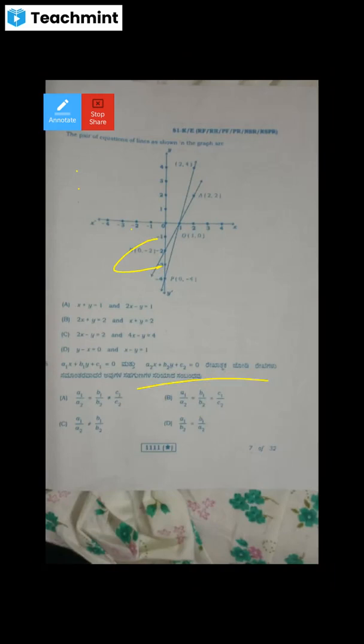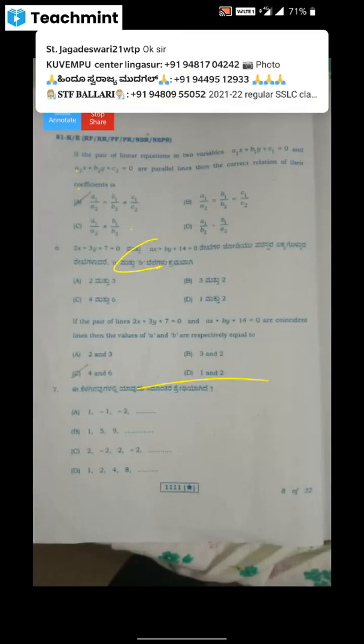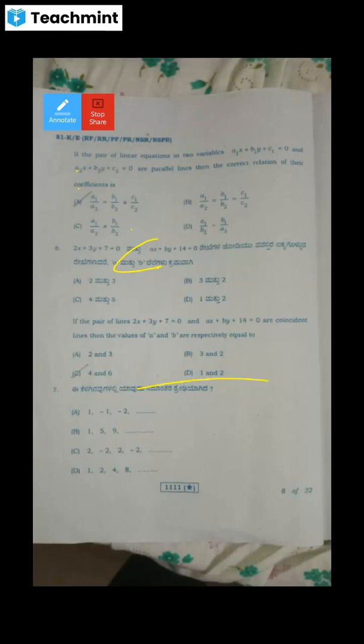Next we'll move to which question? Fifth question. For the fifth question, we have: if the pair of linear equations in two variables a1x plus b1y plus c1 equal to 0 and a2x plus b2y plus c2 equal to 0 are parallel lines, then the correct relation of their coefficients is. So option A is the right answer. That is the direct condition given in the textbook. So lines to be parallel should follow the condition a1 by a2 equal to b1 by b2, not equal to c1 by c2.